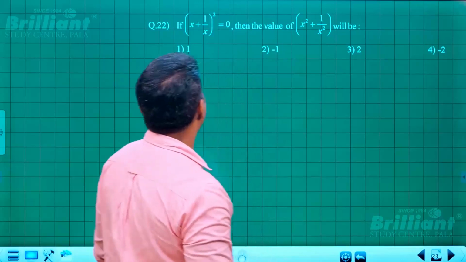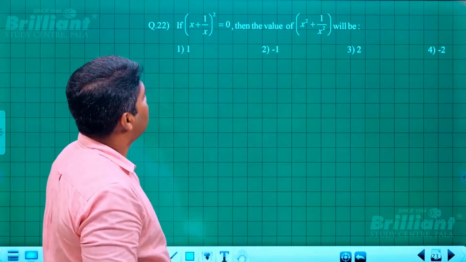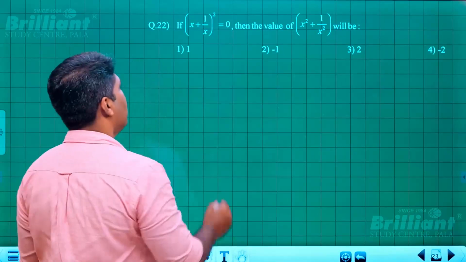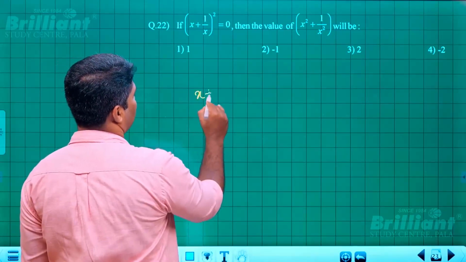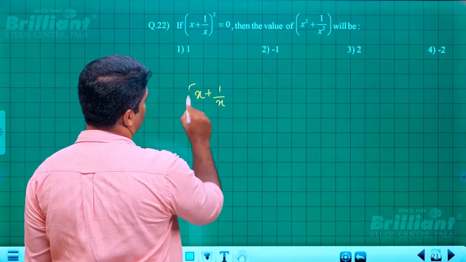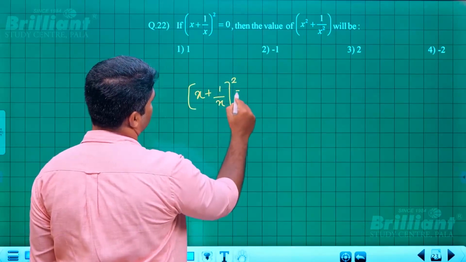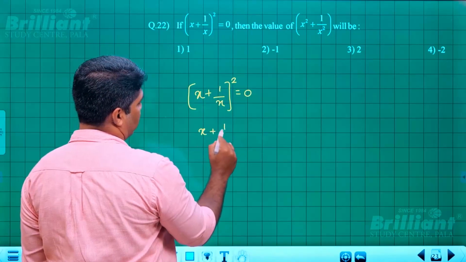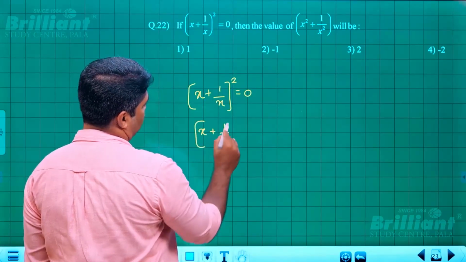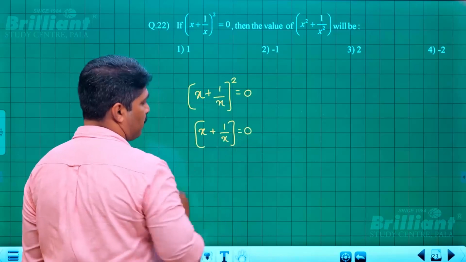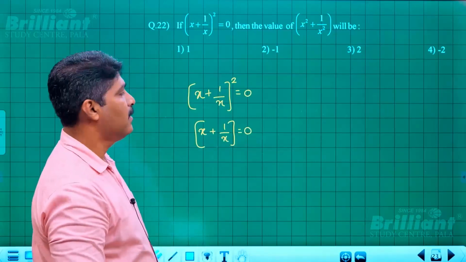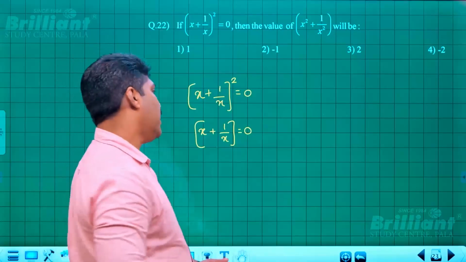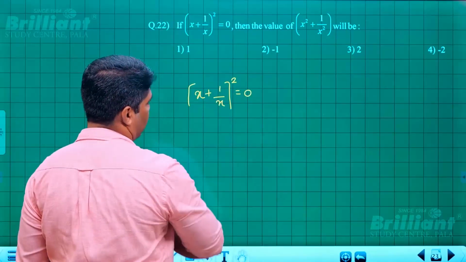Okay, next question. If (x plus 1 by x) the whole square equals 0, then find the value of x square plus 1 by x square. So here, if (x plus 1 by x) the whole square equals 0, then we can easily catch what x plus 1 by x is. x plus 1 by x equals 0. Correct. So like this way, we can catch it, or otherwise, by using this idea directly.